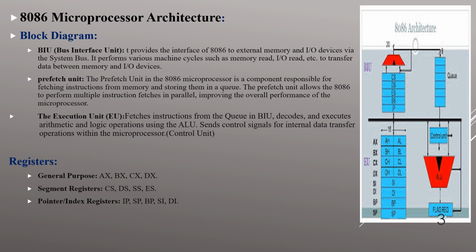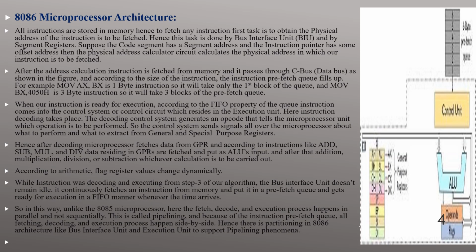So after registers, we have to know the 8086 microprocessor architecture. In architecture, we already know about the BIU and the execution unit. Next part is the instruction processing. In instruction processing, the 8086 microprocessor employs a pipelining technique, which is already known from the first slide, allowing it to fetch, decode and execute instructions in parallel rather than sequentially.